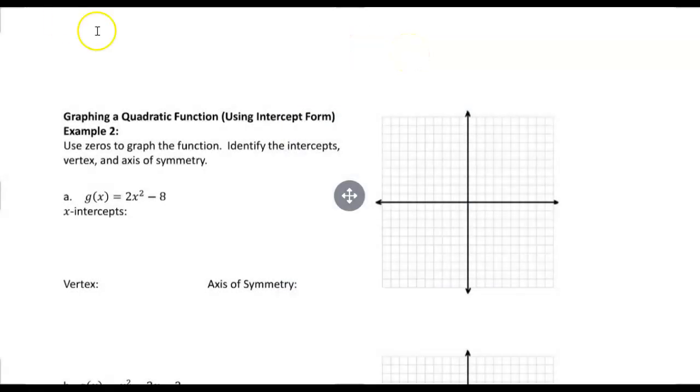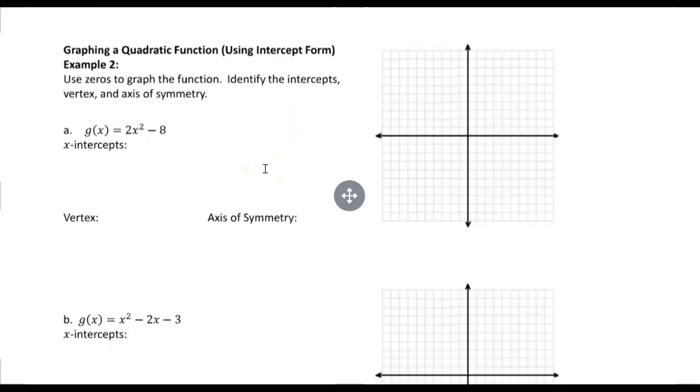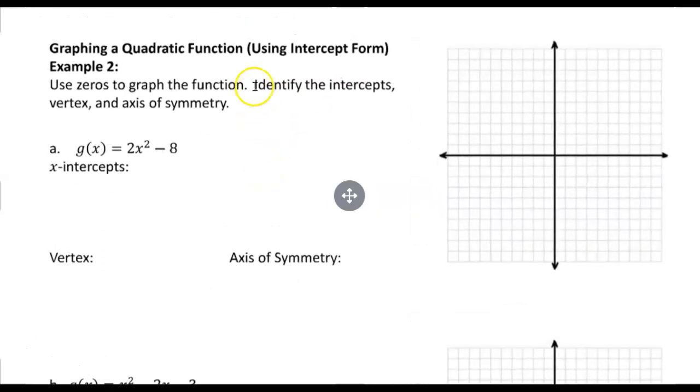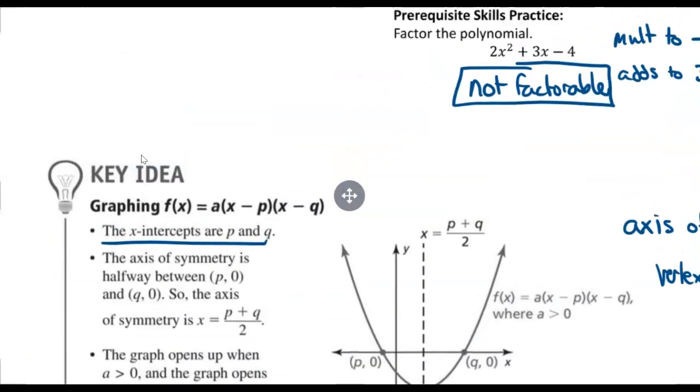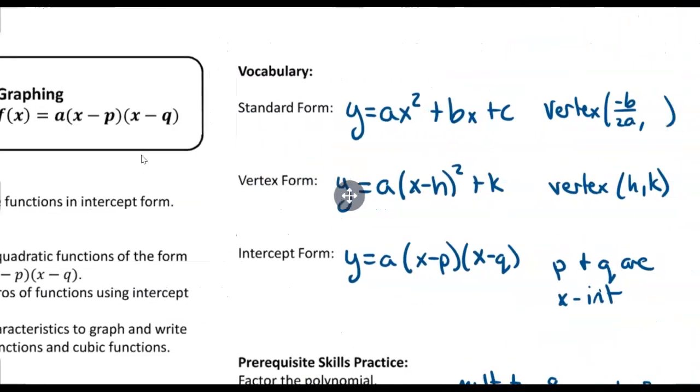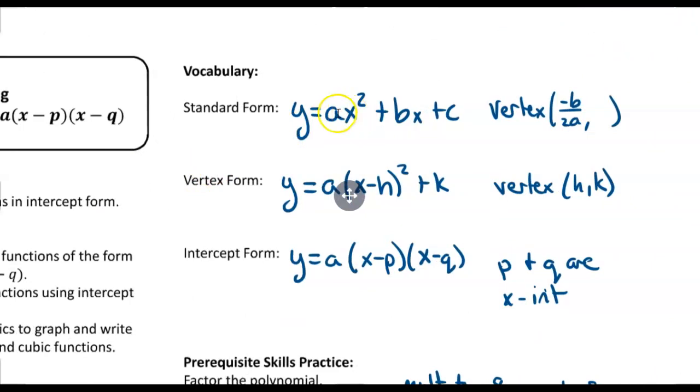Okay, so we're going over example 2, which is graphing a quadratic function specifically using intercept form. So it says use zeros to graph the function. Keep in mind that how this is written right here, this is in standard form. Remember, a quick review back up here to our vocabulary. Standard form is when it's ax squared plus bx plus c. And although this one doesn't have an x, it is in standard form.